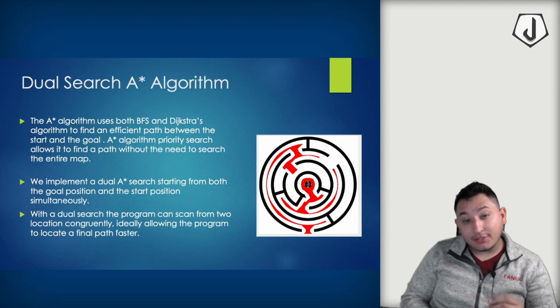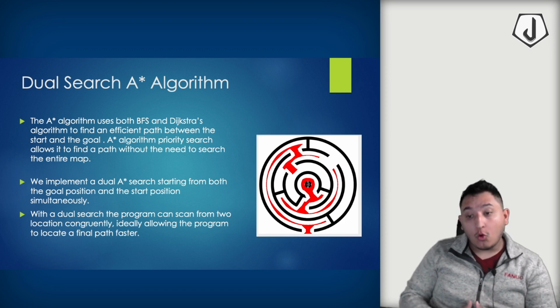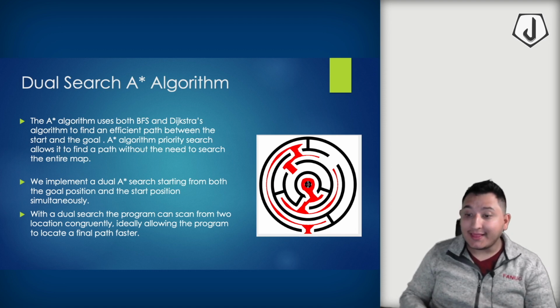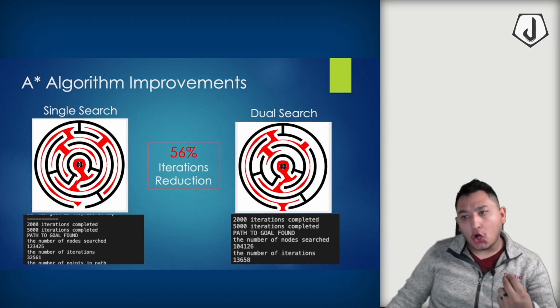The A-star algorithm prioritizes searching grids with lowest risk towards the final goal position without the need to search the entire map. We also implemented a dual search A-star, starting from both the start position and the goal position simultaneously. With a dual search, the program can scan from 2 locations concurrently. Ideally, this will allow the program to locate the final path faster, using less iterations. In our implementation of the dual search A-star algorithm, we did see a drastic decrease in the number of iterations needed to find any given goal.